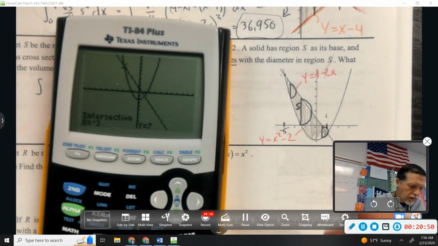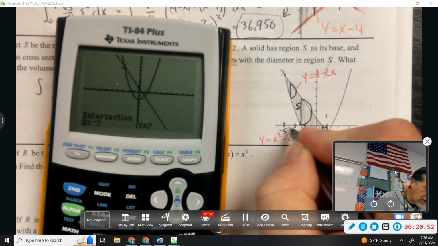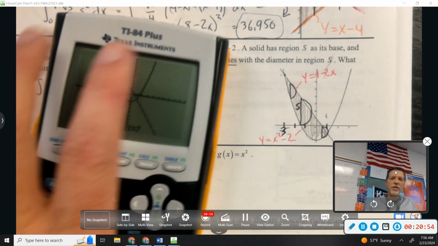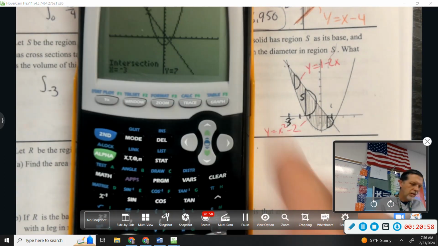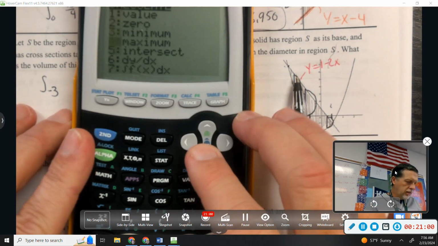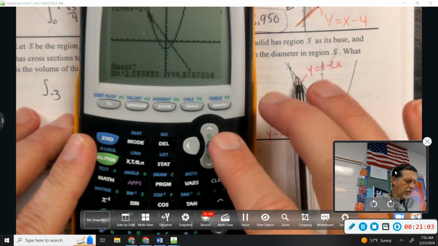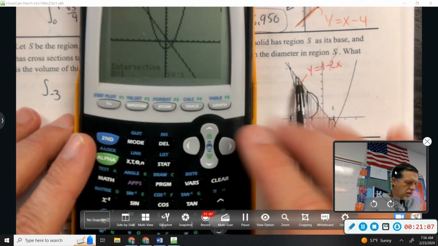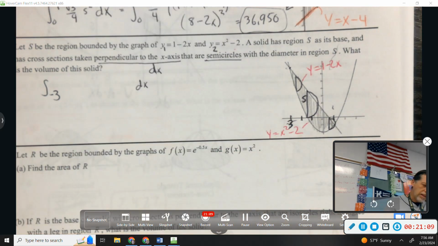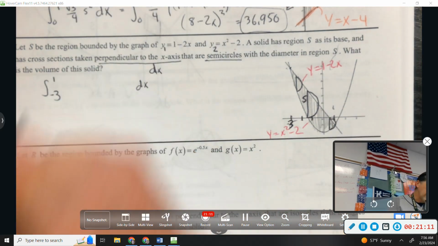-3. Oh, I couldn't count. I'm glad I checked. I don't want to say I couldn't count. I couldn't read the small numbers. So we'll go from -3. Second calc intersect. First curve, second curve, and now I'll go find the other one. And that one is 1. So from -3 to 1.